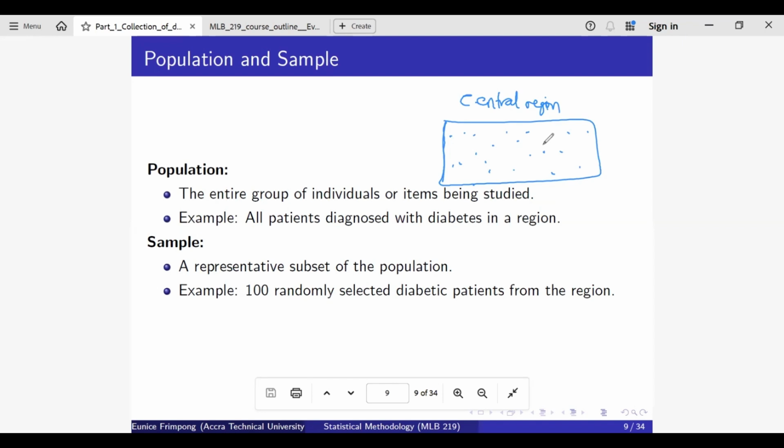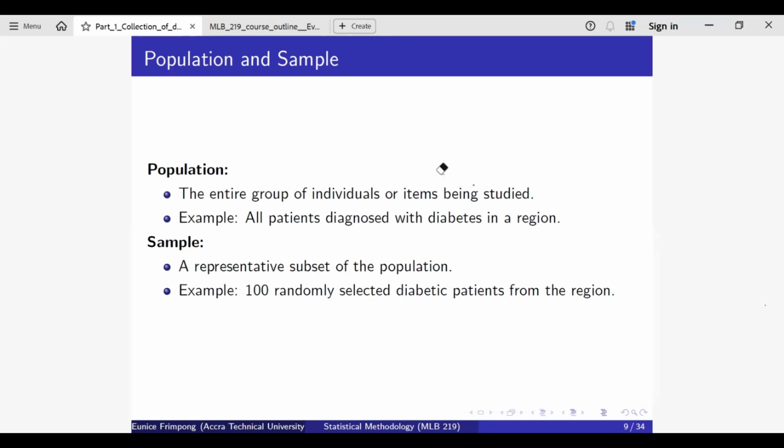Now, if I choose just 100 patients from this hospital, I'm choosing just a portion of the people who have been diagnosed as having diabetes, a portion of the entire population. So this is what you will call your population, and this is what you will call your sample. Population is the entire group. Sample is a subset of the entire group. Just keep this in your mind: population is the entire group, and sample is just a portion of that group that you will use for the study.